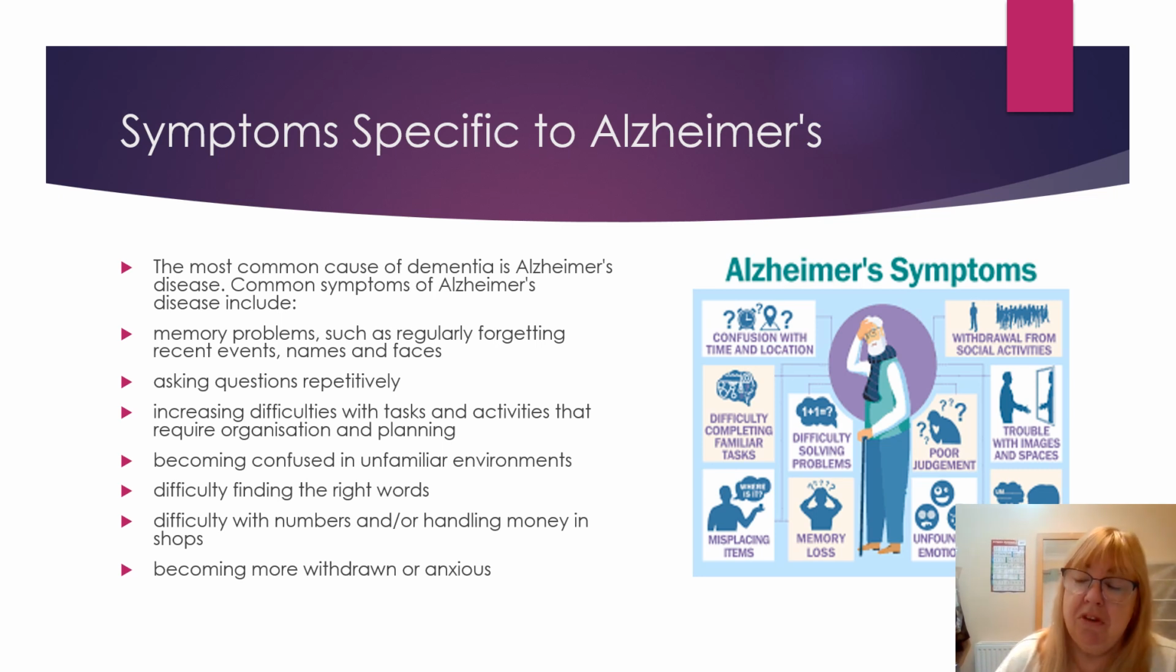So the most common cause of dementia is Alzheimer's, so that's the one you can spend a bit more time on. Very common symptoms for Alzheimer's are memory problems, such as forgetting recent events, like short-term memory stuff. They might be able to remember something from 15 years ago, though. Names and faces, like not being able to recognize people. I sort of know you, but just can't remember who you are, that sort of thing.